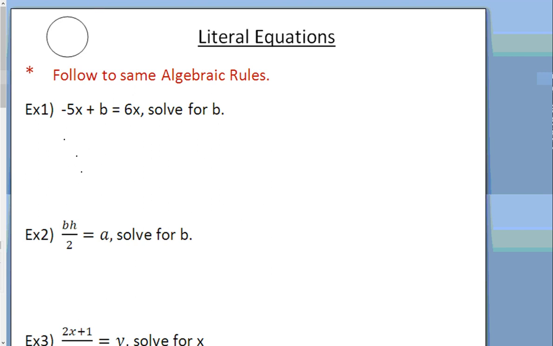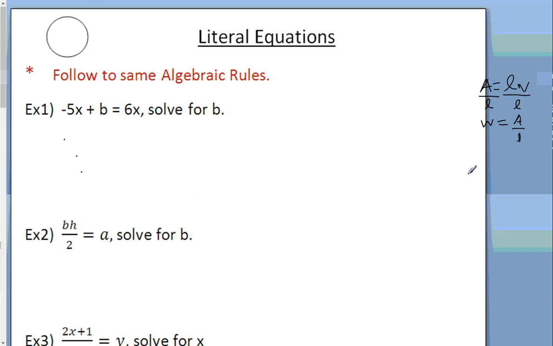Okay, in this lesson I'm going to be teaching you about literal equations. Basically, a literal equation is an equation that you can't actually solve because there are too many variables. For example, if I had area equals length times width, I could get the width by itself by dividing both sides by the length. I end up with the width is equal to the area divided by the length.